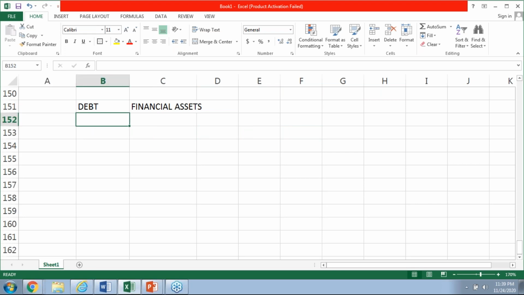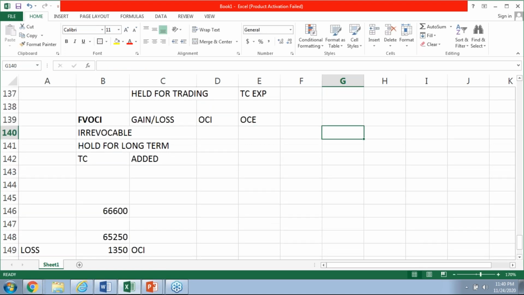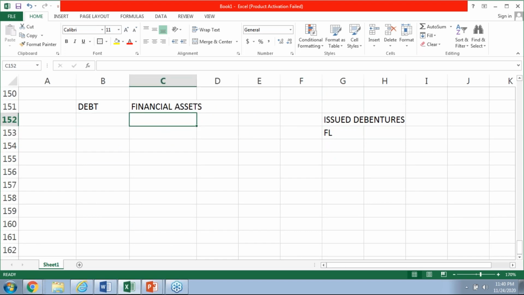Now, we are talking about the debt asset. How can we identify it in the exam? If the examiner tells you the company has issued debt instruments, the debentures, then it means it's a financial liability. But if the question says the company has purchased the debt instruments or debentures, then it will be a financial asset. So if the company has purchased the debenture, it's a financial asset, debt instrument. If the company has issued a debenture, it's a financial liability.